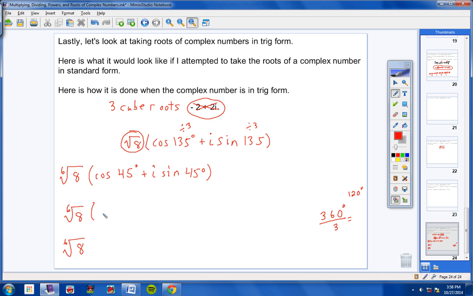So here's this answer. 120 plus 45 is 165. There's one answer. Here's the next answer. We're going to add 120 again, so we'll get 285.